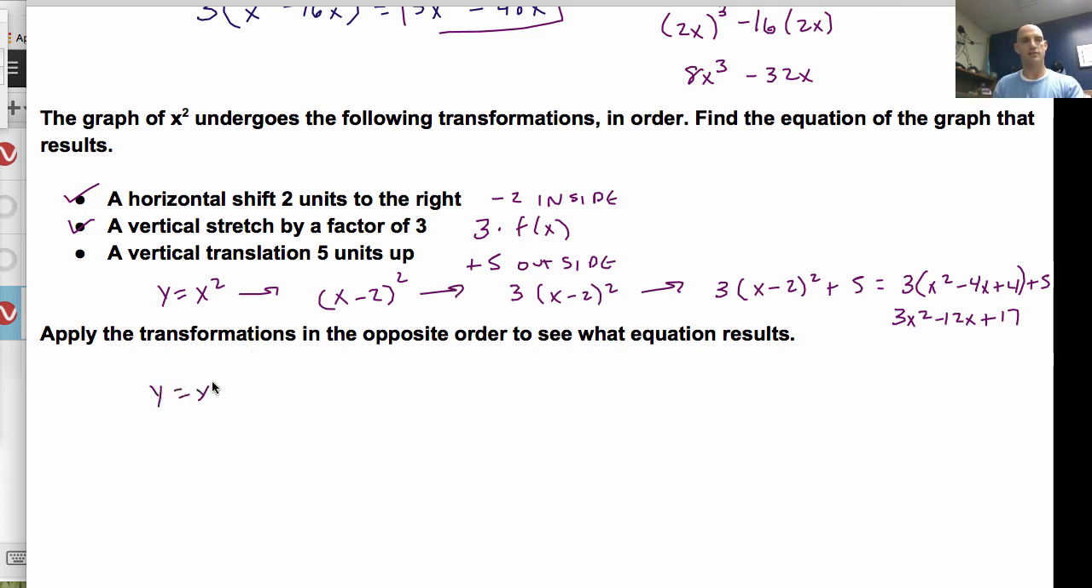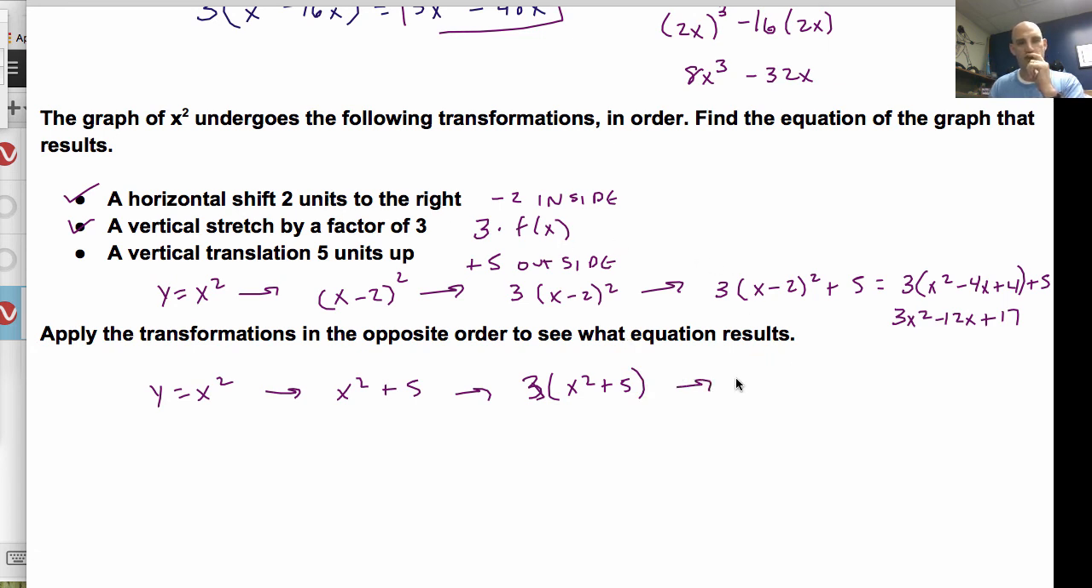Okay, so y equals x squared. What if I translate it 5 units up first? So my first translation would be x squared plus 5. The second one would be a vertical stretch by a factor of 3. So I'd have 3 times x squared plus 5.